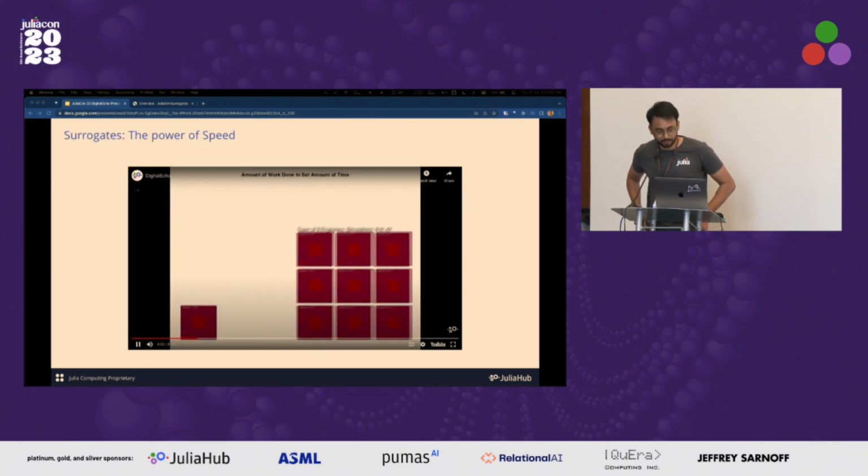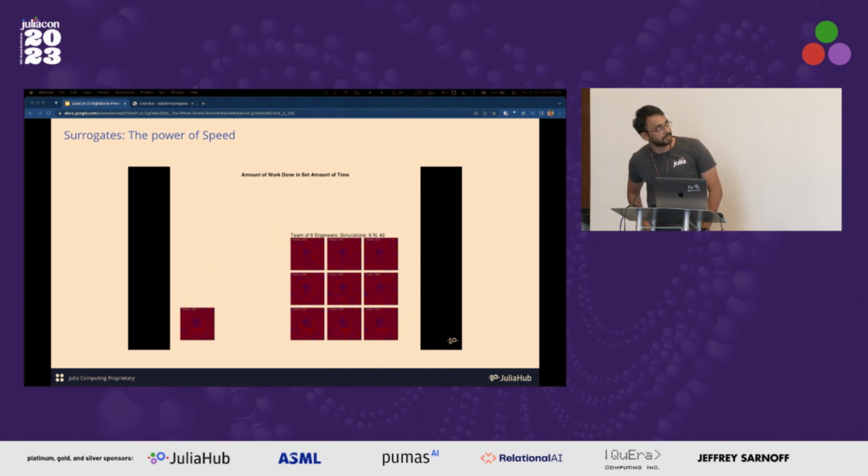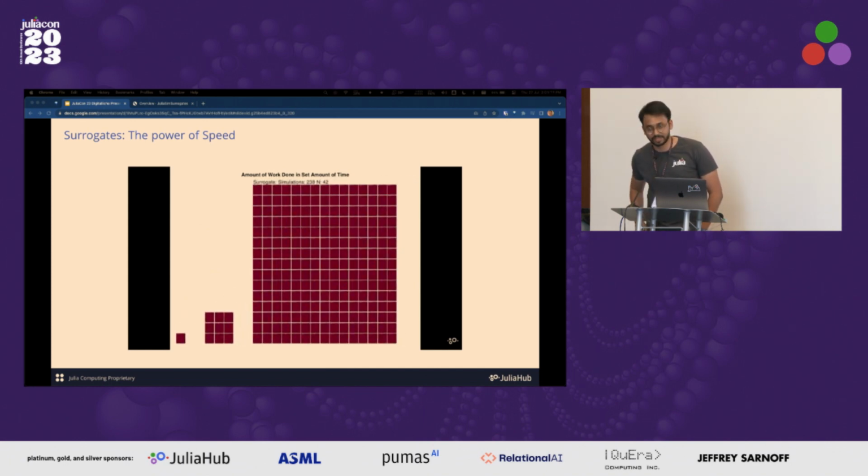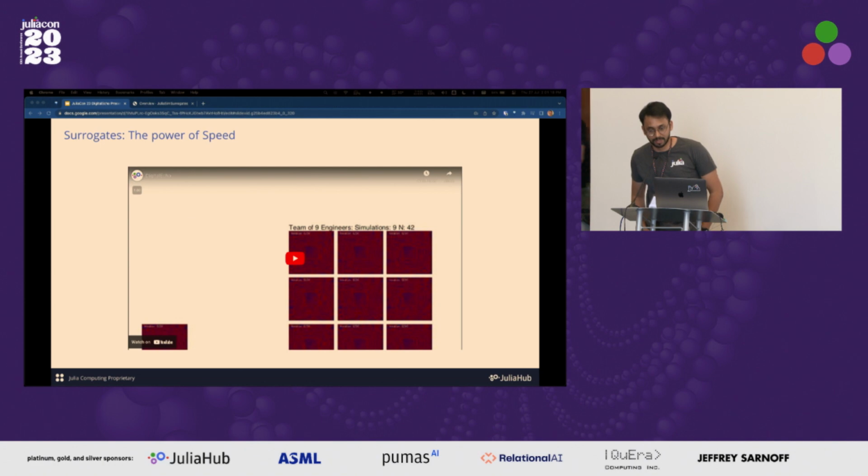So here, what we see is the power of speed. The first block you see is a representation of a single simulation being run by a single chemical plant engineer. The second one is, say, a group of such simulations. It can be either run by the same person for multiple different parameters, or it could be a group of people running different experiments to decide parameters on.